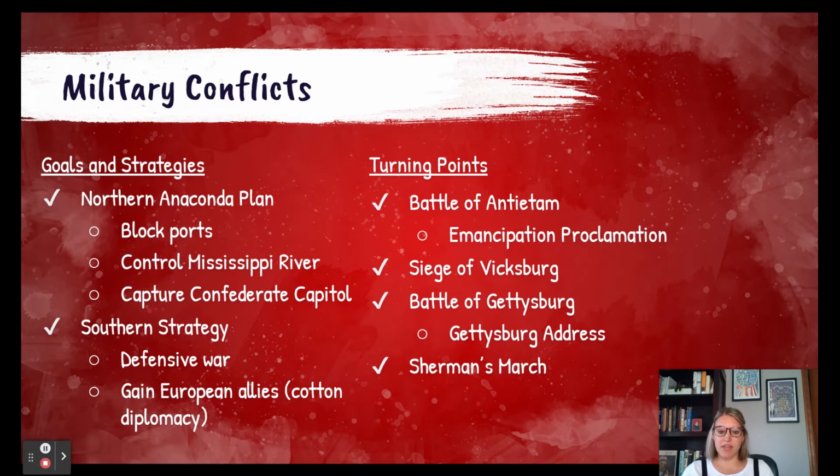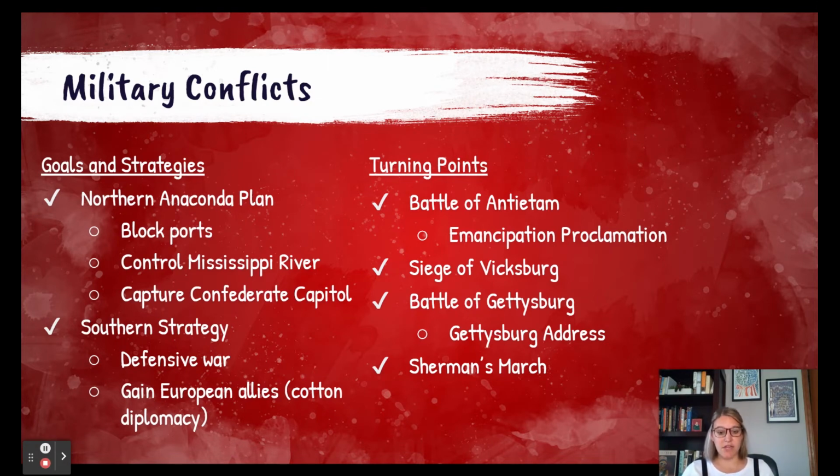A couple of turning points. The Battle of Antietam is important because it leads to Lincoln issuing the Emancipation Proclamation, which frees slaves in the states that are in rebellion. And it also allows African Americans to then join the Union Army. The siege of Vicksburg is really essential because that did complete the part of the Anaconda Plan of splitting the Confederacy in two, controlling the Mississippi River.